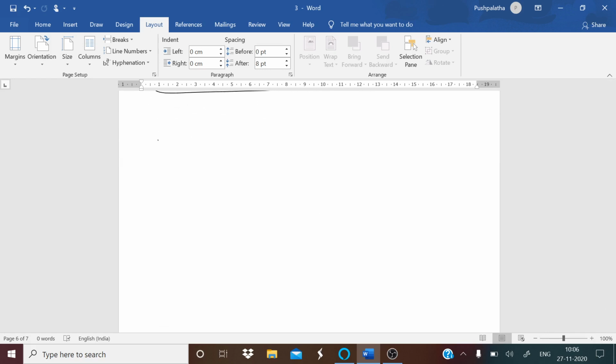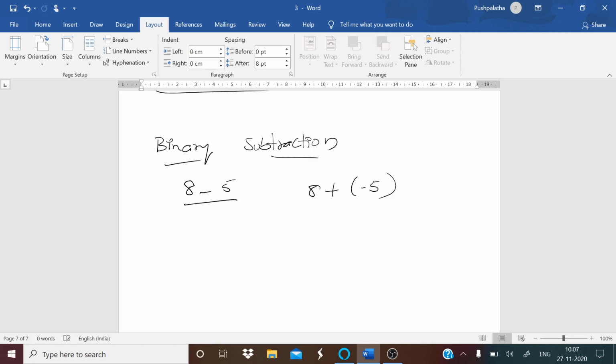Okay, so now in the same way, we have the binary subtraction also. So what is this binary subtraction? It's nothing but addition of negative binary numbers. If you want to subtract 8 minus 5, you are going to do it as 8 plus minus 5. You are adding. So what are the rules over here is, you have a minuend, you have a subtrahend, and you have the difference, and you have borrow.